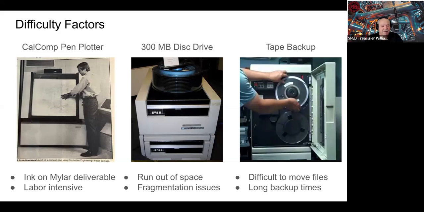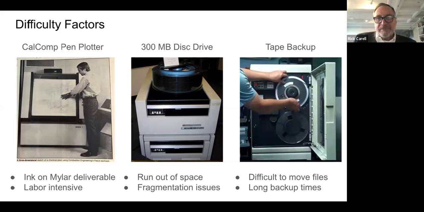And I remember the 300 megabyte disk drives at Brown and Root. We were buying those for $50,000 a piece and begging for more. I remember changing out those disk platters on a regular basis.